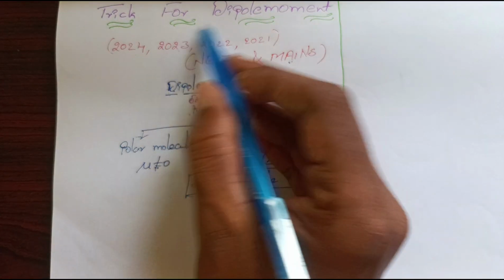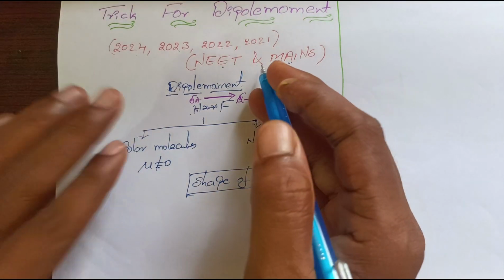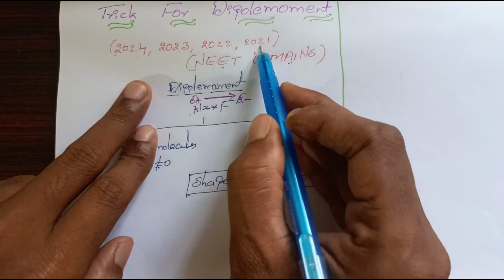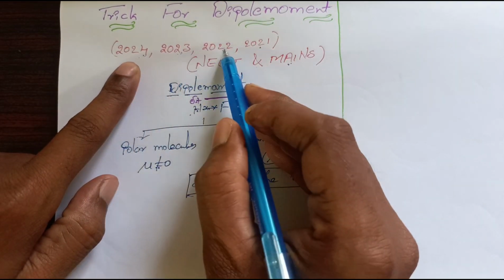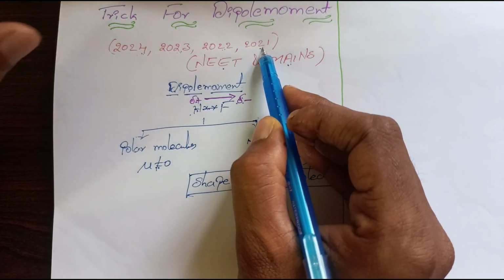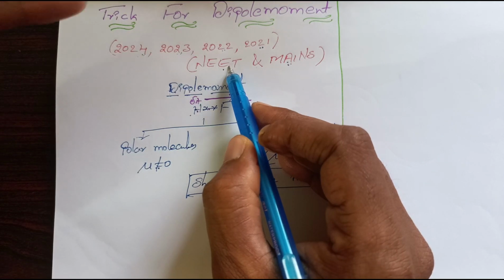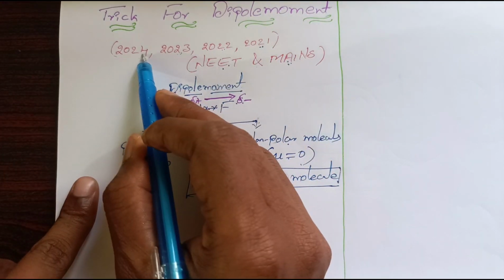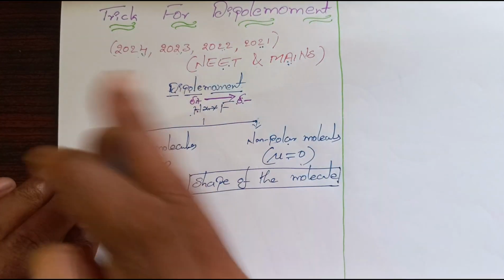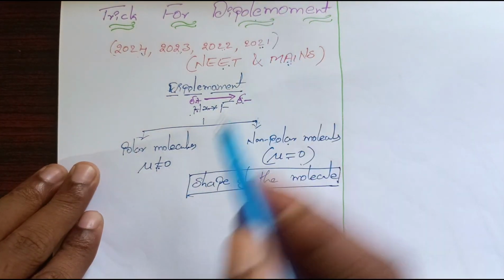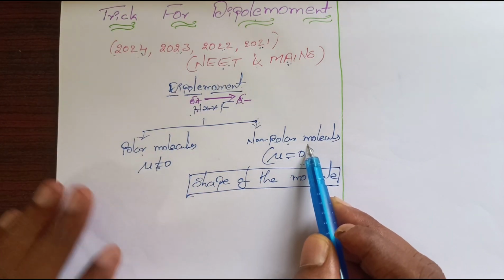Today our topic is dipole moment, students. In previous videos on dipole moment I already explained, but based on the previous questions, once again I want to explain. Look at this. In 24, 23, 22, 21 there are questions in the mains examination, and it is also important from the NEET point of view. In the mains examination in 24, more than 5 questions came, all based on this: dipole moment, polar and non-polar molecules, zero dipole moment and non-zero dipole moment molecules.